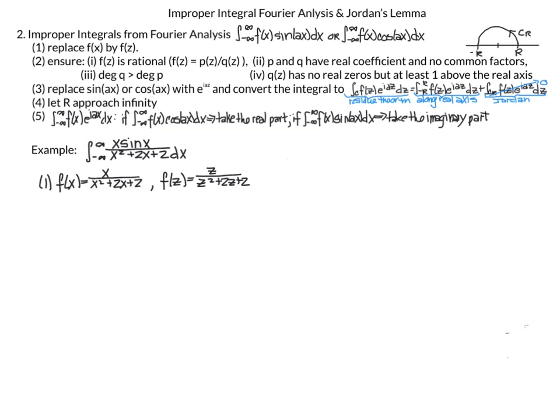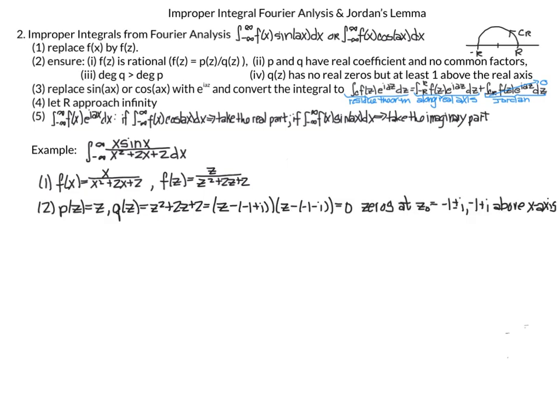Remember, I should also mention, the sine of x is multiplied by f of x. So f of x is equal to x over x squared plus 2x plus 2, which makes our f of z equal to z over z squared plus 2z plus 2. Our p of z, our numerator, is equal to z. Our q of z is equal to our denominator, z squared plus 2z plus 2.